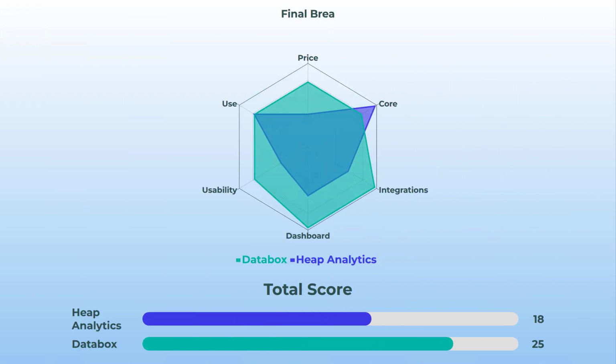If you stack these two up on the radar chart, Databox really stretches past Heap on integrations, dashboards, price, and usability. But Heap, it spikes hard on retroactive analytics and core product features, stuff Databox just doesn't nail.